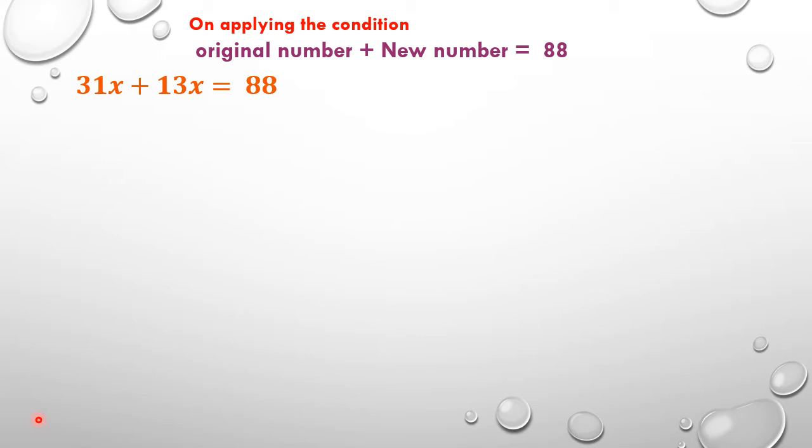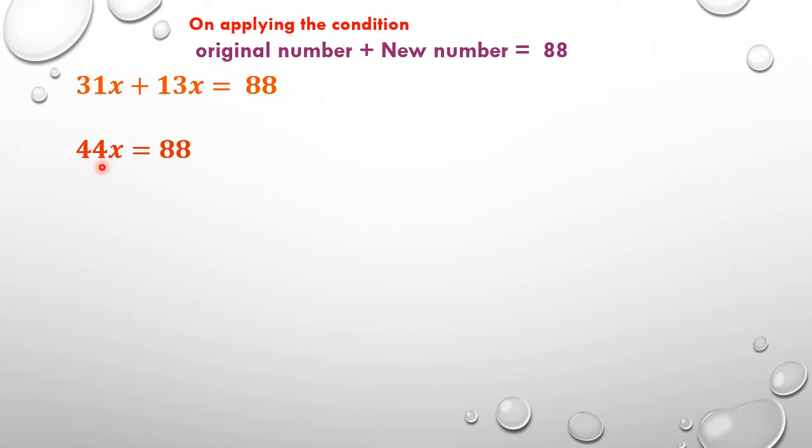Correct. It is 44x. That is equal to 88. And now transpose 44 to RHS. On transposing it, it will get divided because here it is multiplication.